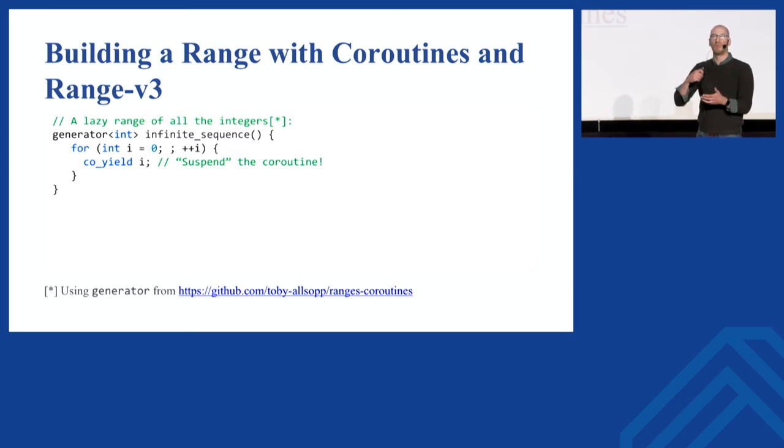And so when you move to the next element in the range, you pick up execution of the coroutine where you left off, which means right after the co-yield. So you'll go back to the top of the loop, you'll increment the iterator, you'll yield another integer, and then you will flash freeze the state of your coroutine again and return control back to your caller. Okay.